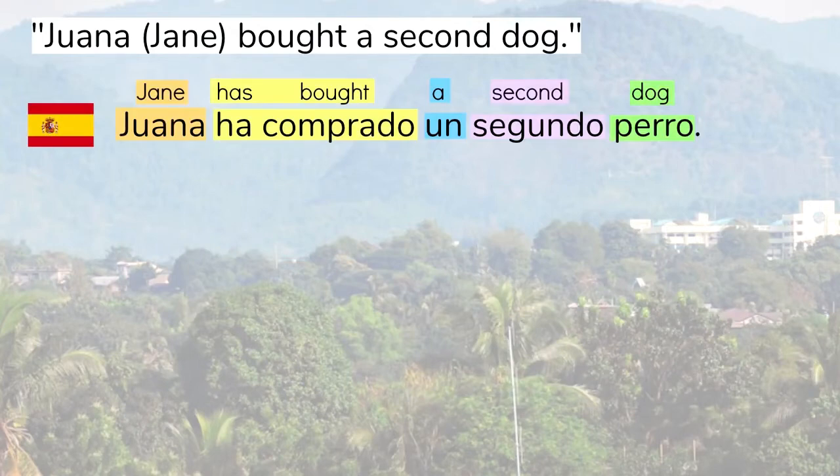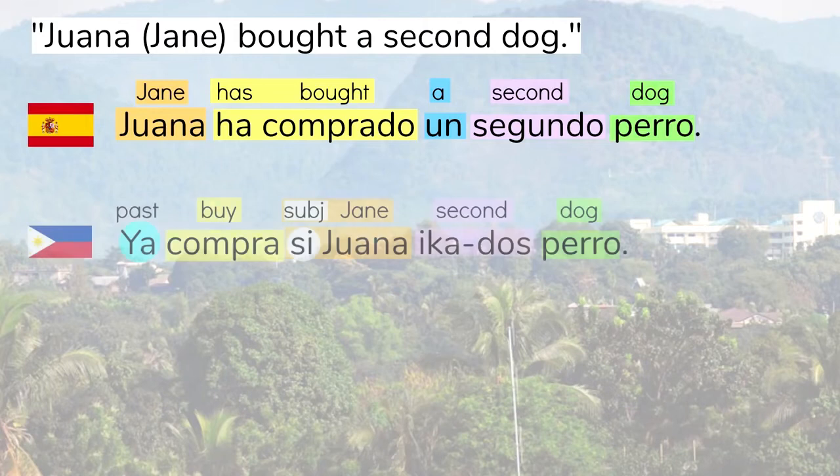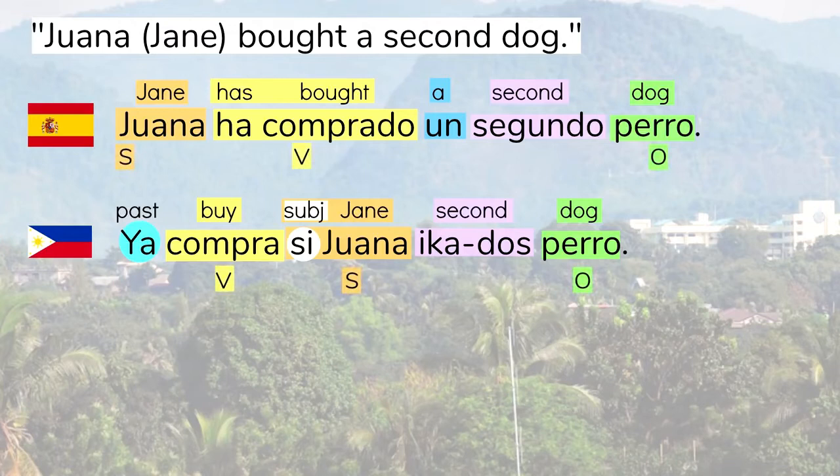Another sentence. Here's a sentence meaning Juana or Jane bought a second dog. In Spanish, Juana ha comprado un segundo perro. And in Chavacano, Ya comprawan ika-dos pero. Again, we see the SVO versus VSO, we see the subject marker si, and a preverb in Chavacano. And we see the word for dog. There's one new thing to notice here.